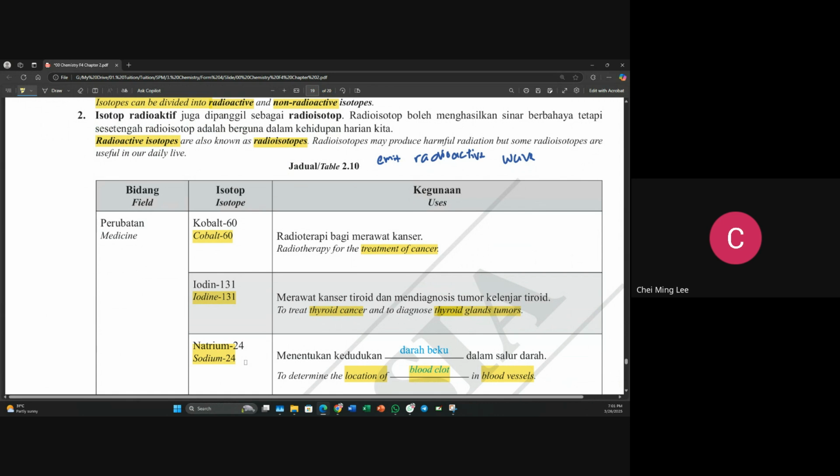Normally, when they suspect you have, let's say, a stroke, they will send you into the big machine to scan, right? That scanning is actually using sodium-24 to see the location of the blood clots in your blood vessel. Okay, so jot this down.